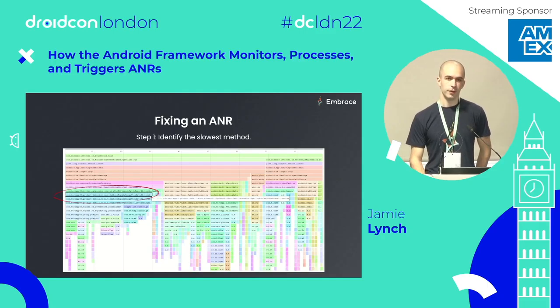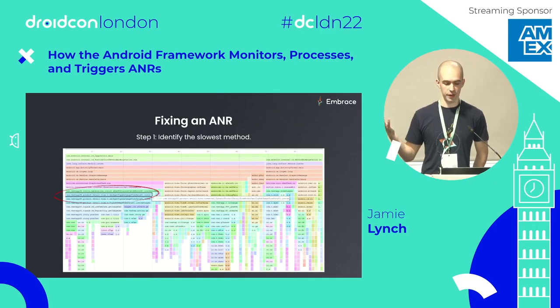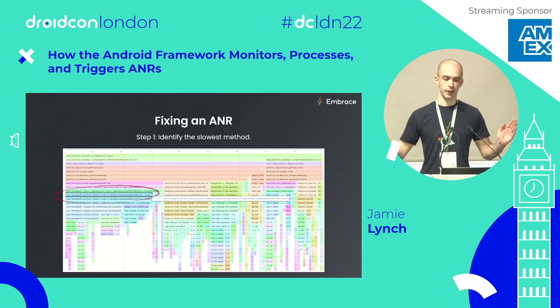Step one of fixing an ANR, which might sound obvious, is finding the slowest method. You want to find the thing which is slowest, so you can try and fix that, because it will give you the most return for your time. In this example, we have a view model doing something with image data. We don't know what it is, but we do know that the flame graph is showing it as the largest function that we own.